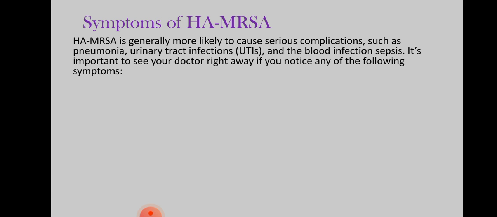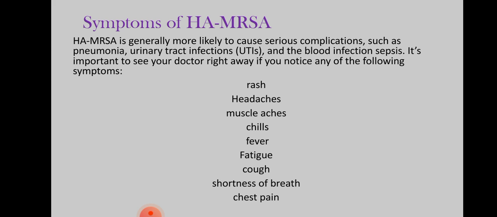The HA-MRSA is generally more likely to cause serious complications such as pneumonia, urinary tract infection, and the blood infection sepsis. It's important to see your doctor right away if you notice any of the following symptoms. First is the rash, headaches, muscle ache, chills, fever, fatigue, cough, shortness of breath, and chest pain.